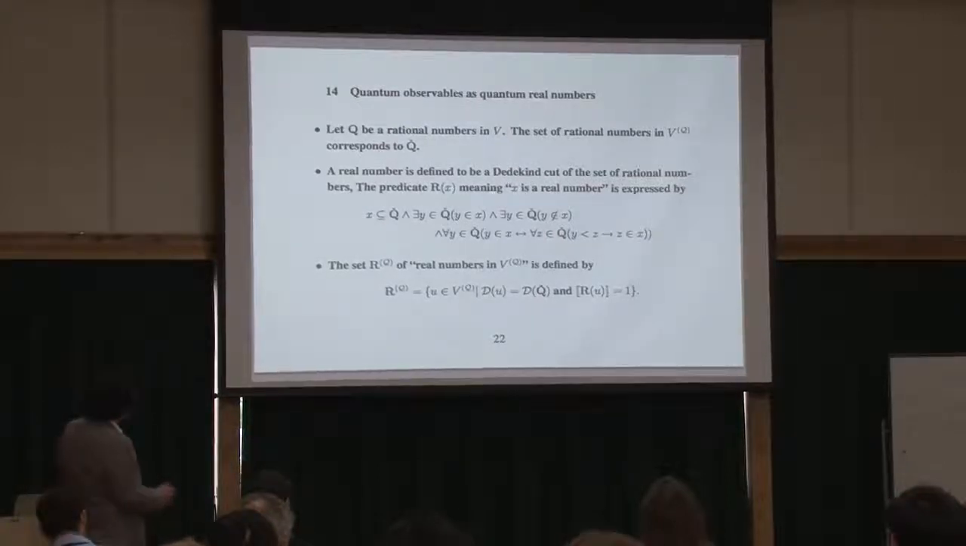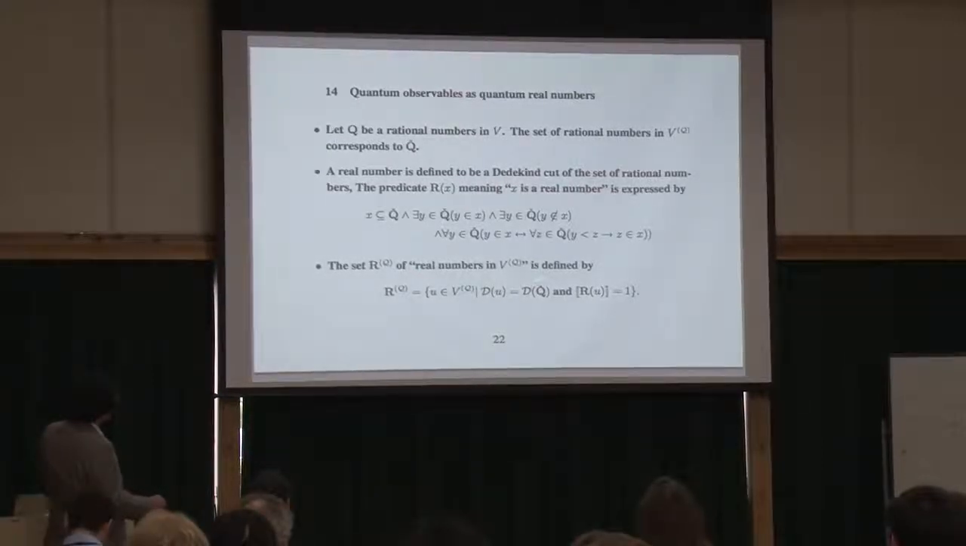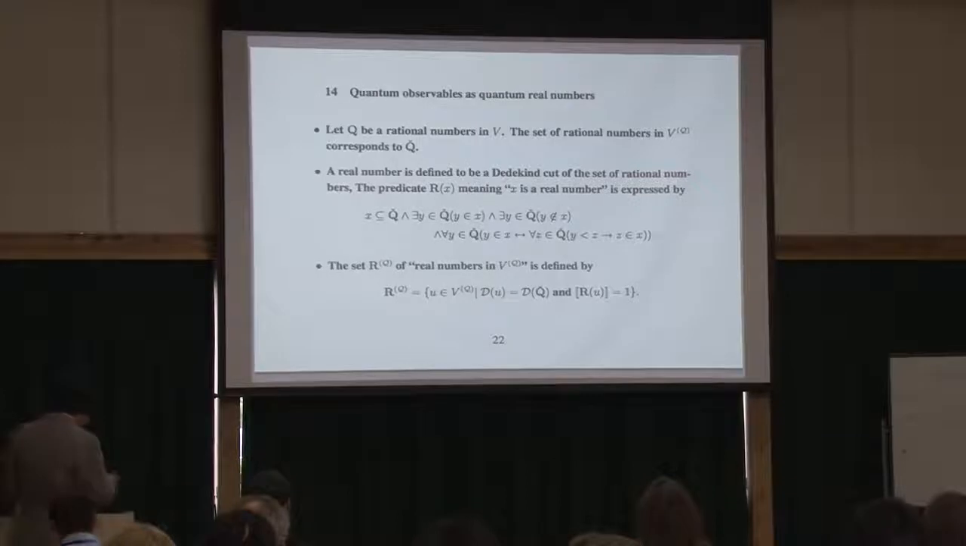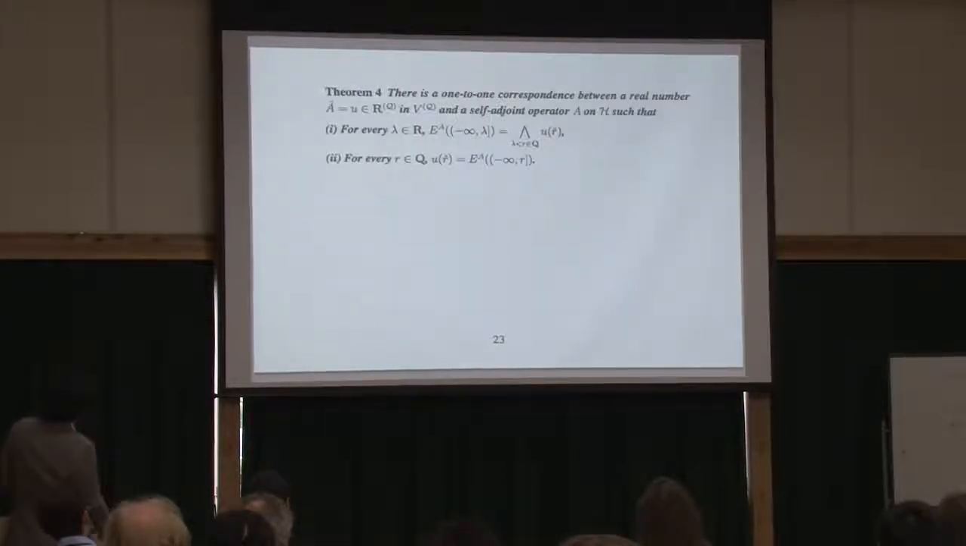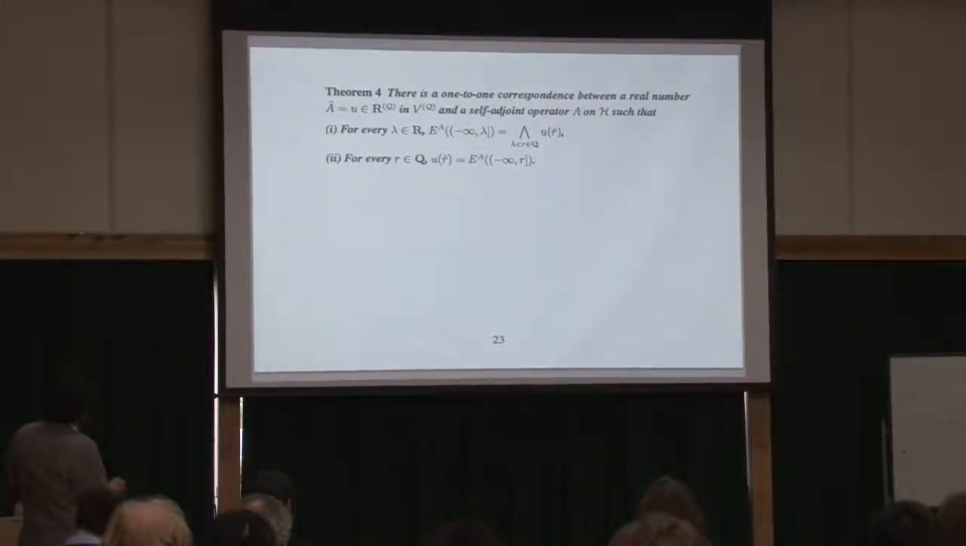So the predicate R(x), meaning x is a real number, is expressed by this set theoretical formula describing the Dedekind cut. Then the set of the real numbers in this quantum set theoretical model is defined with this particular domain, and the truth value is unity for this Dedekind cut formula. Then we obtain the characterization of the real numbers in the quantum set theory. There is a one-to-one correspondence between real numbers in V_Q and the self-adjoint operators A on H, which corresponds to the spectral projection corresponding to this truth value, of this formula or this formula.